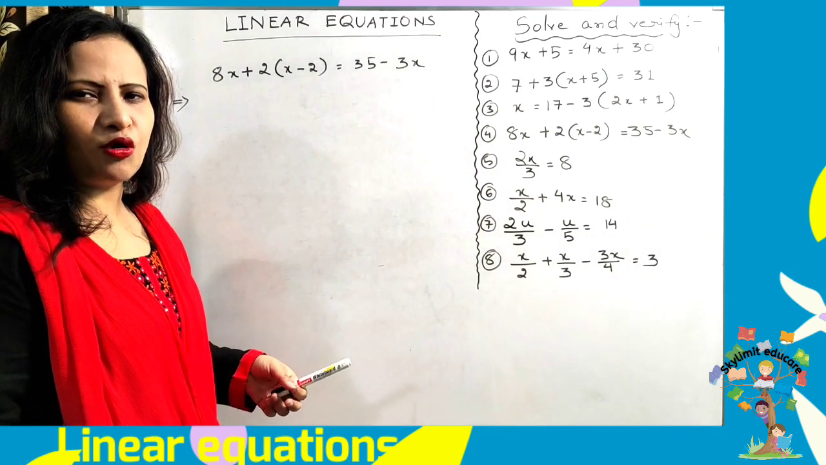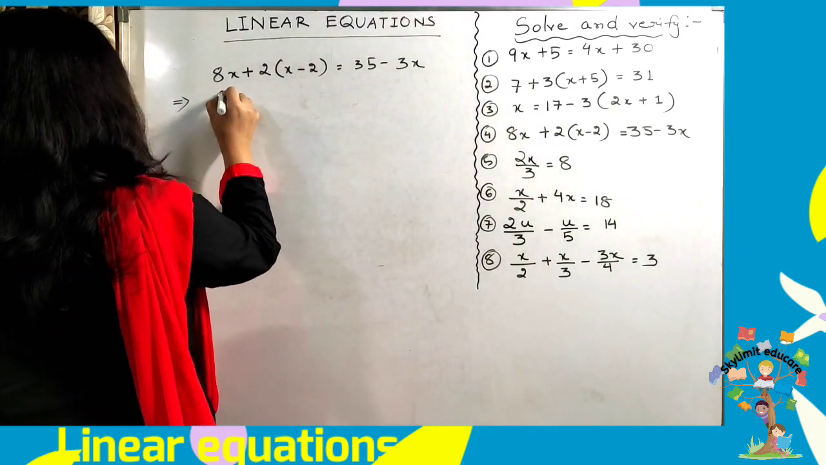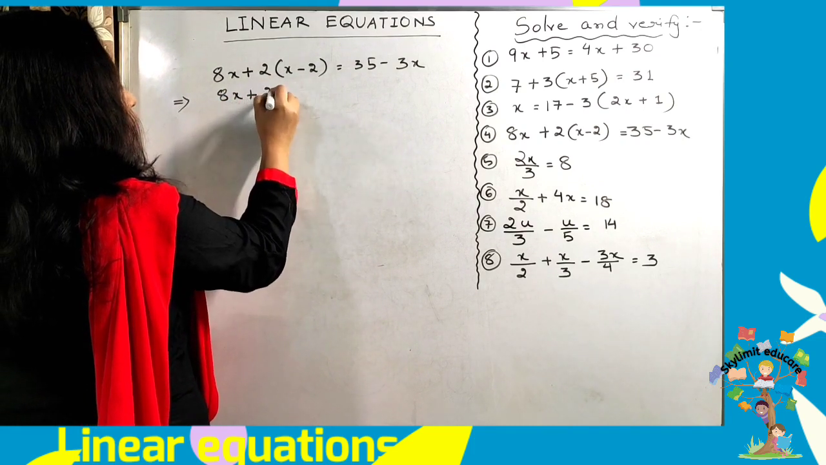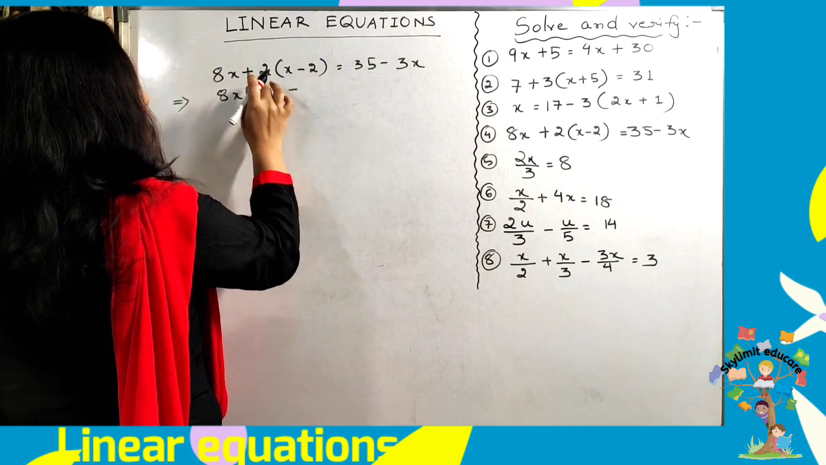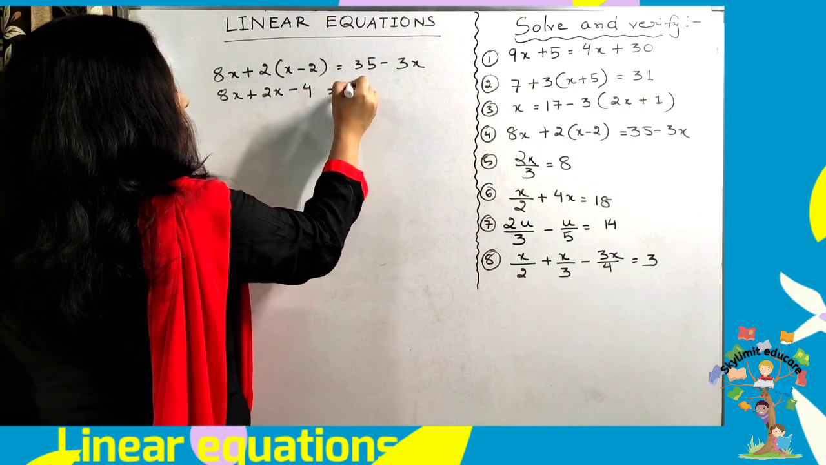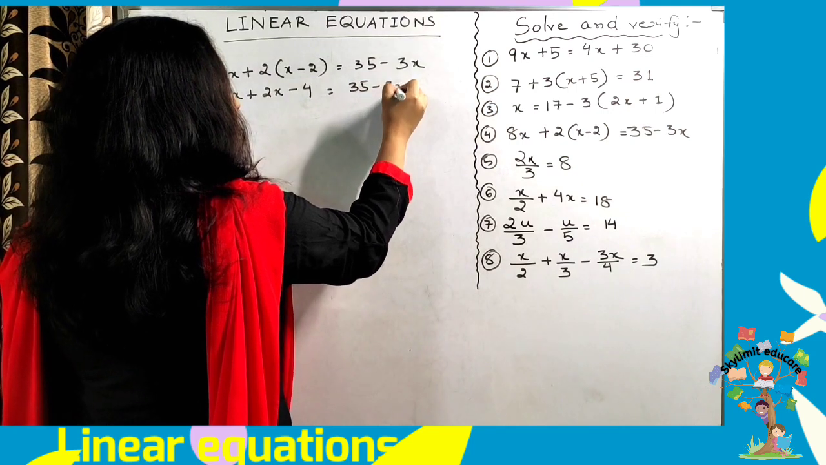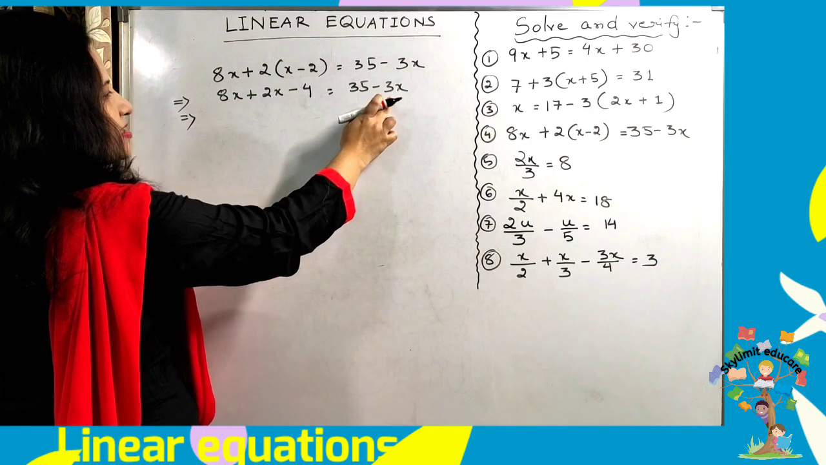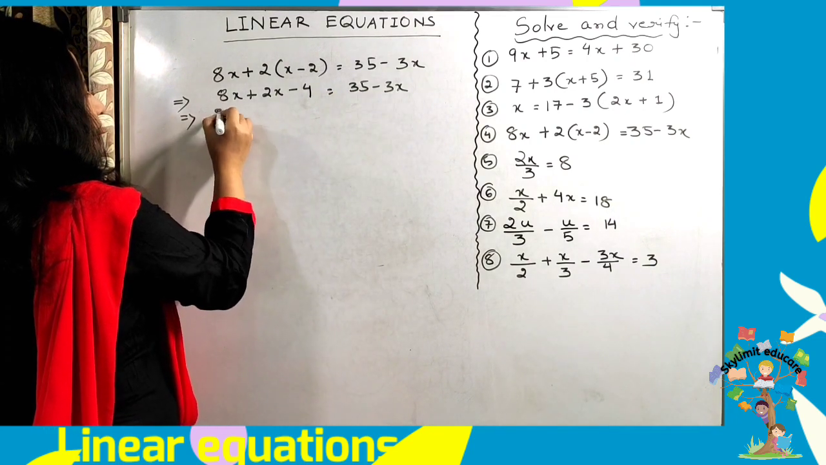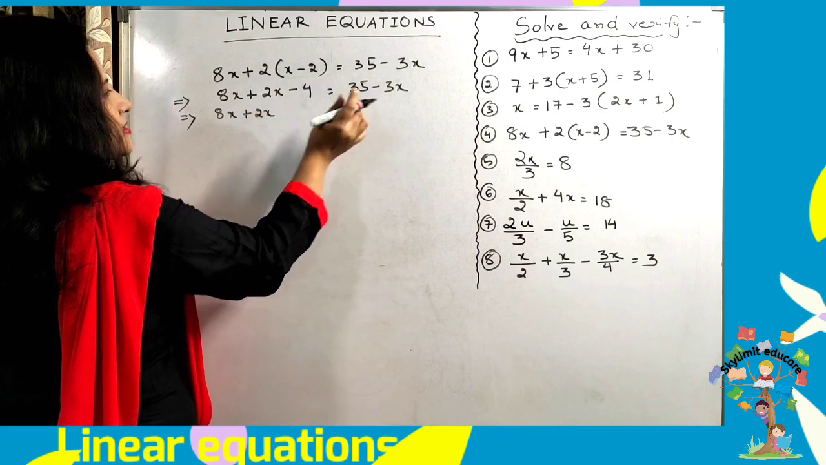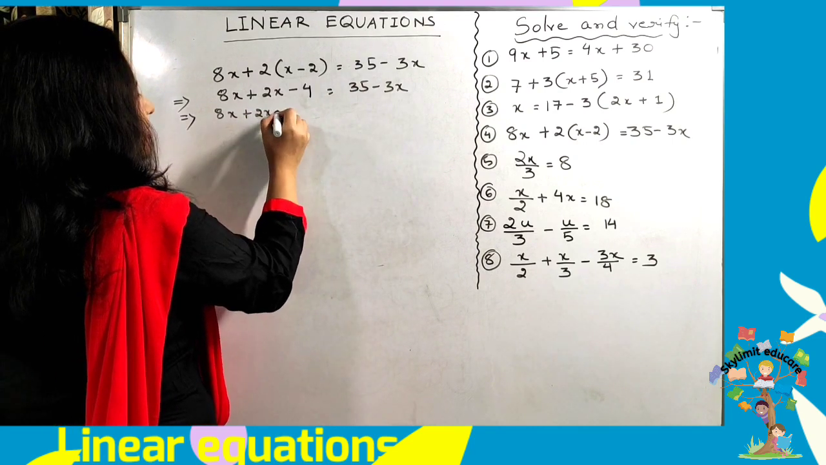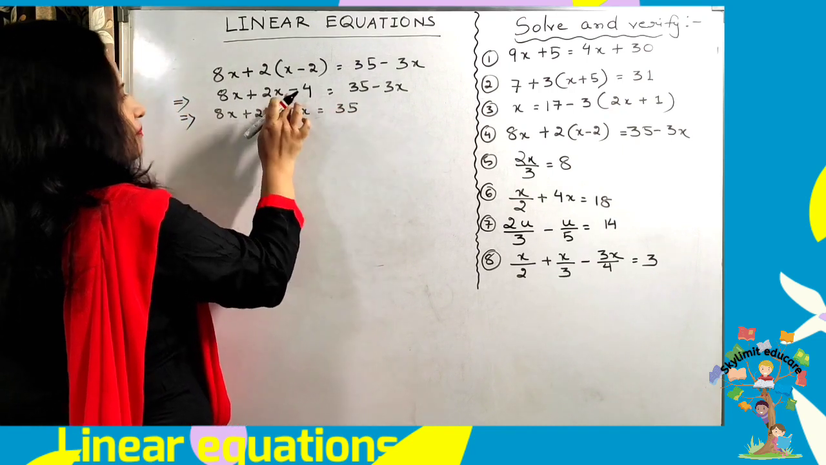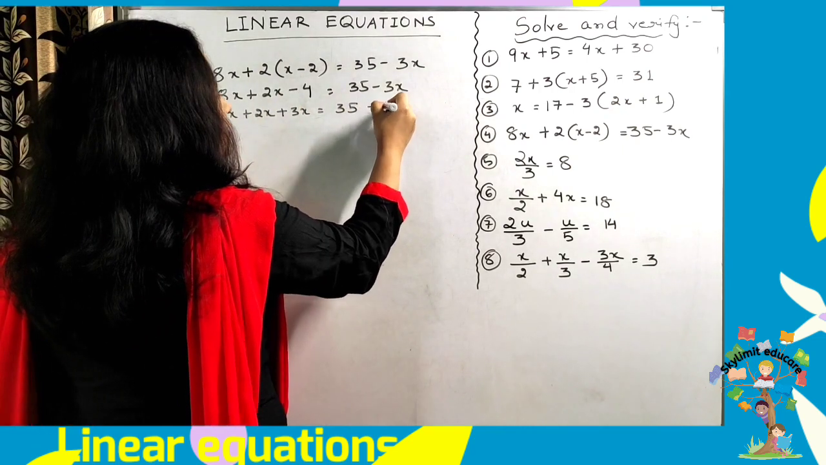That implies, or you can write or. So now 8x. Now 2 is multiplied to x minus 2. Remember now. So it will be 2x plus into minus, minus 2, so it will be minus 4, equal to 35 minus 3x. Now 8x plus 2x, and this minus 3x on the right side, we'll bring it together. 8x plus 2x plus 3x, since minus 3x comes to the left hand side, becomes plus 3x. And on the other side, 35, minus 4 goes that side, becomes plus 4.